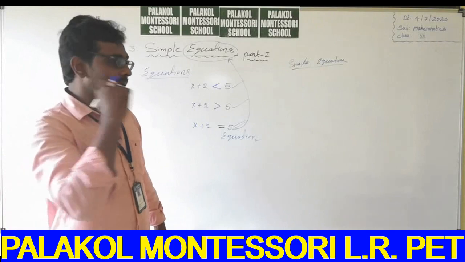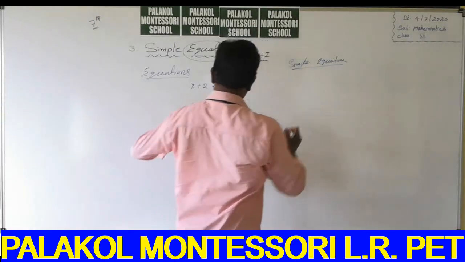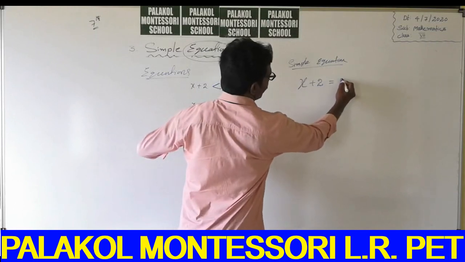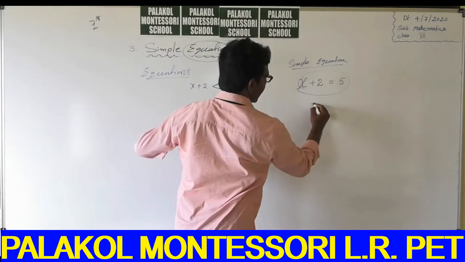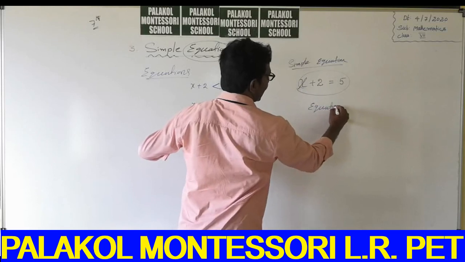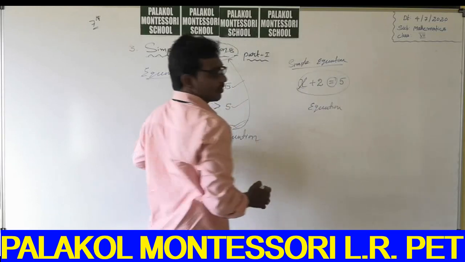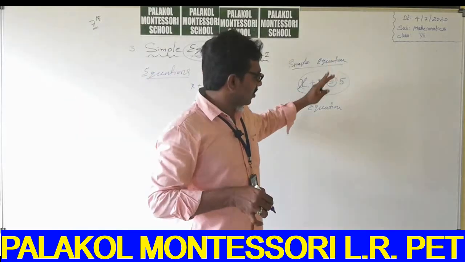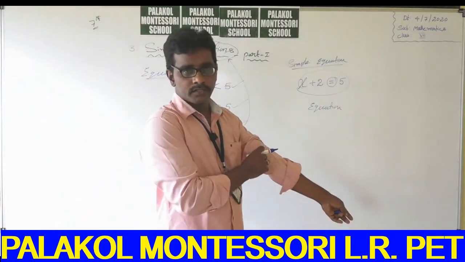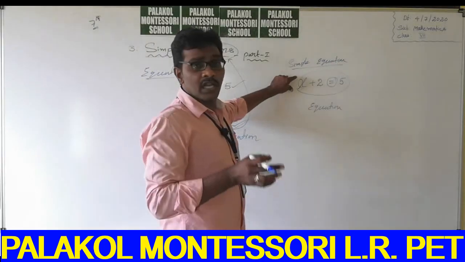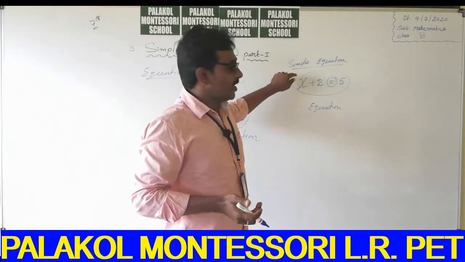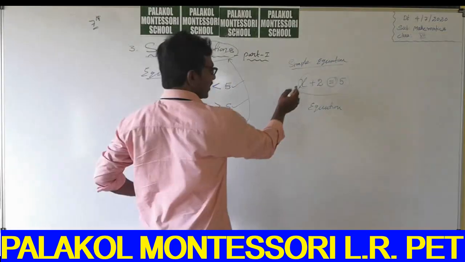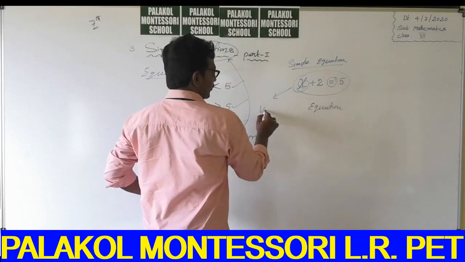Take one equation. Suppose I take x plus 2 equal to 5. It is an equation. Why is it called an equation? Because the equal to sign is used in the open sentence. Very good. Is it a simple equation or not? How do you check it? In this case, only one variable is there. What is the variable? x is the variable.